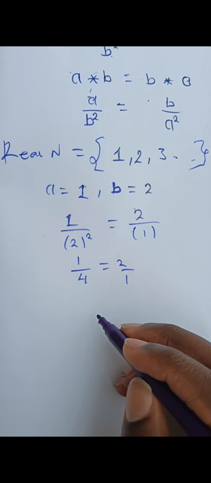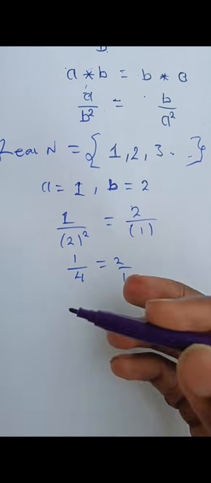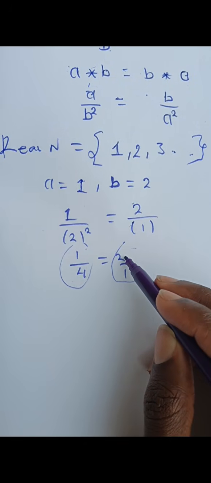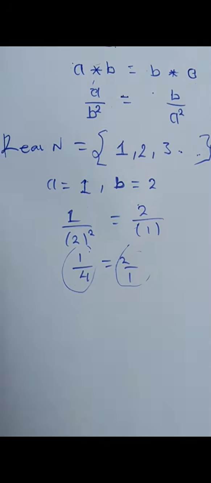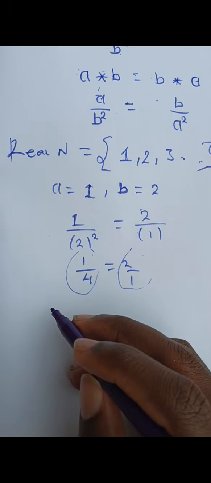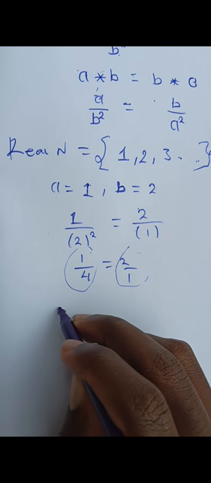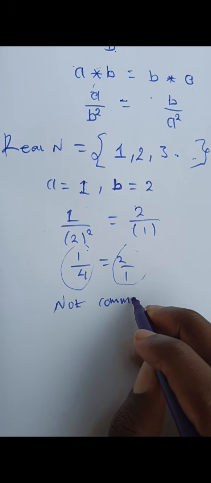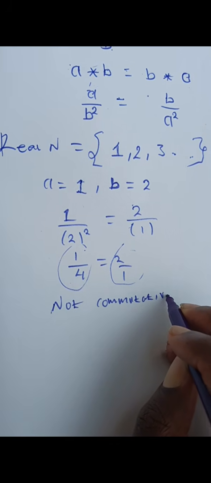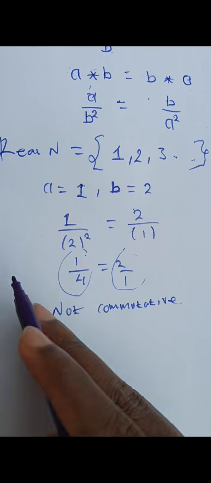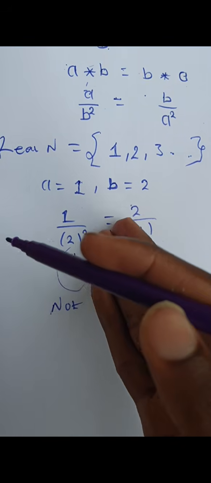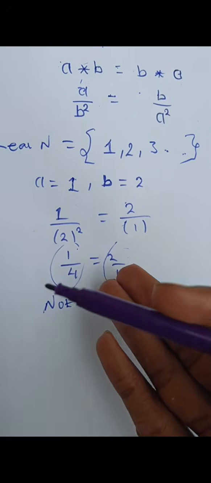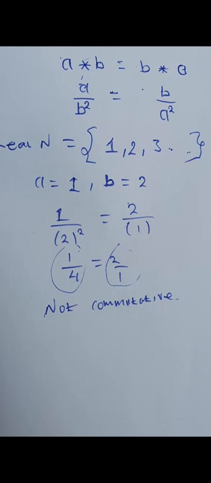Now, I need to ask you this question. Is the left side equal to the right side? Of course not. So we can conclude that this is not commutative, because if the two sides were the same after simplifying like this, we would have gotten the same values. Okay, so now let's proceed to the next question.